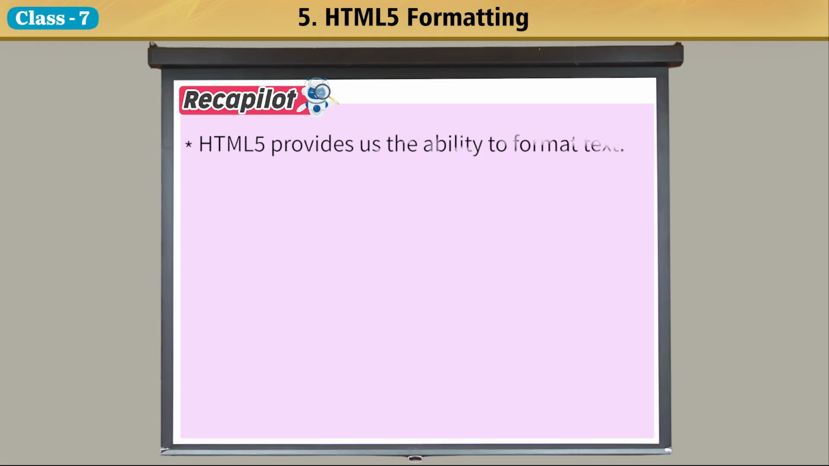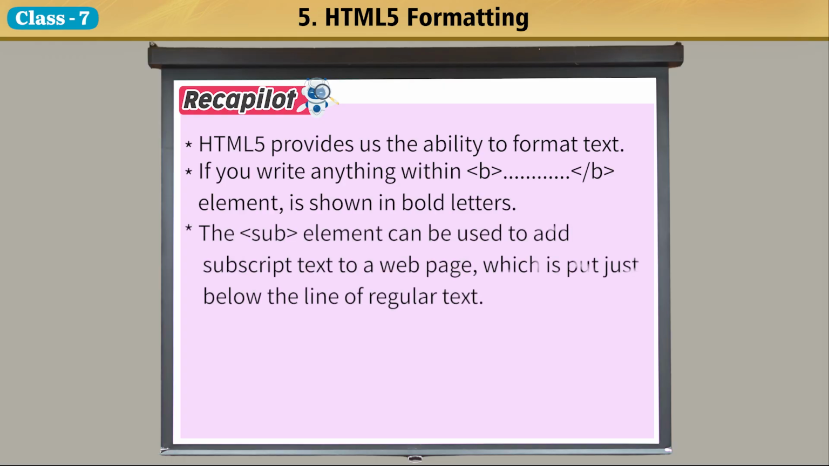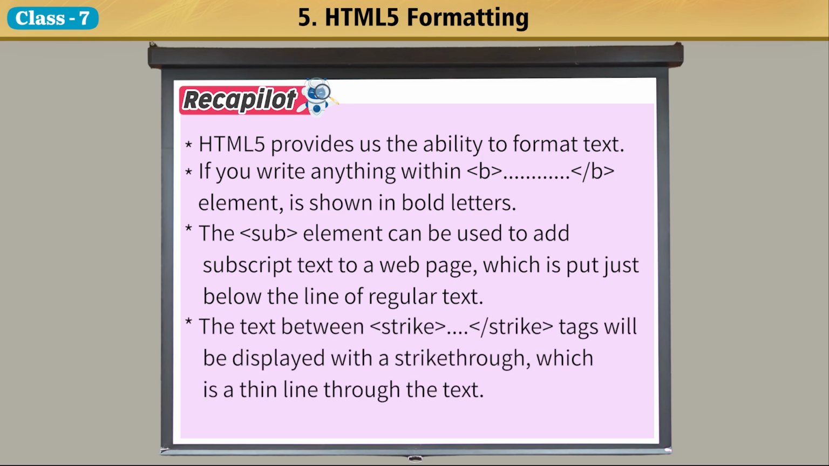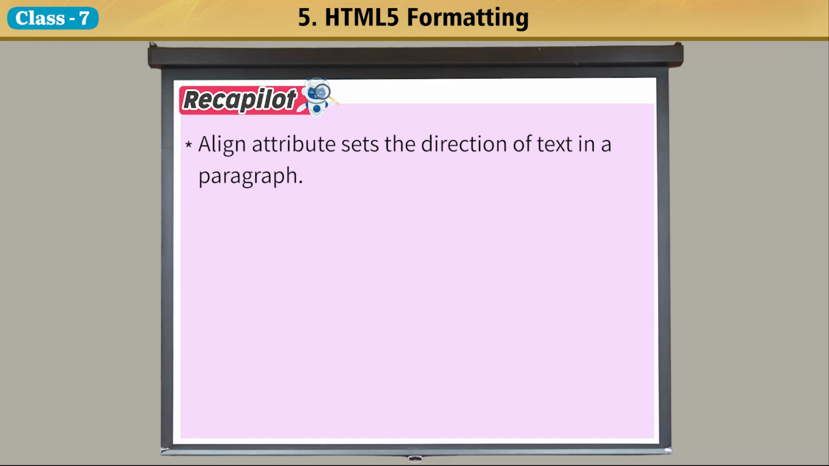Recapitulate. HTML5 provides us the ability to format text. If you write anything within the bold tag, the element is shown in bold letters. The subscript tag can be used to add subscript text to a web page, which is put just below the line of regular text. The text between strike-through tags will be displayed with a strike-through, which is a thin line through the text. The dir attribute sets the direction of text in a paragraph.